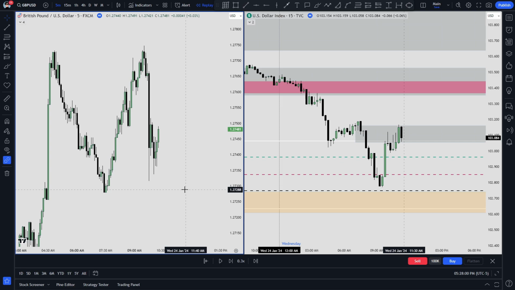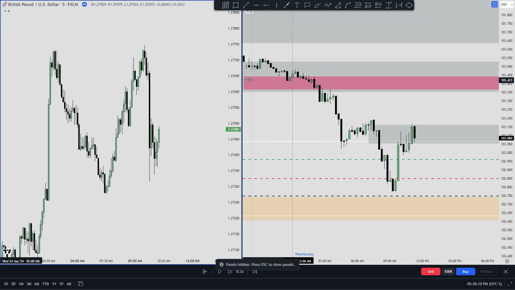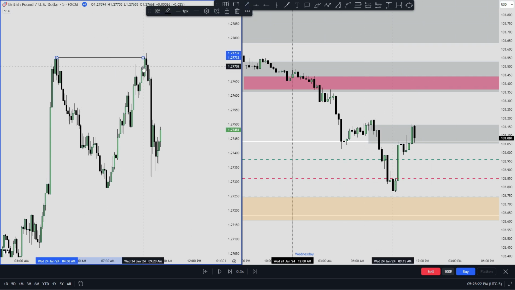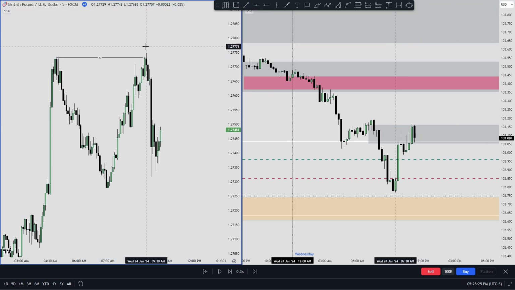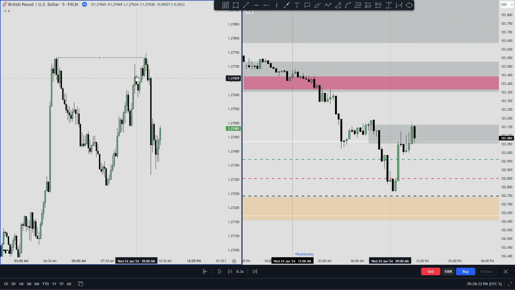Next, I'm going to go over a GBP USD trade here to show correlation with the dollar. So what do we have here? Narrative. Coming into the market opening here, we see that we've swept liquidity. After sweeping liquidity, we see a break lower.